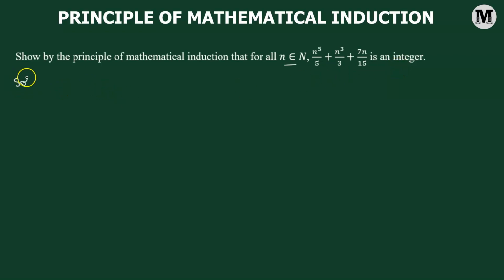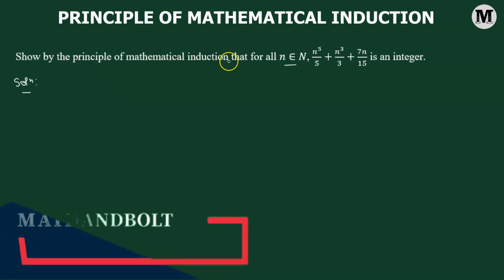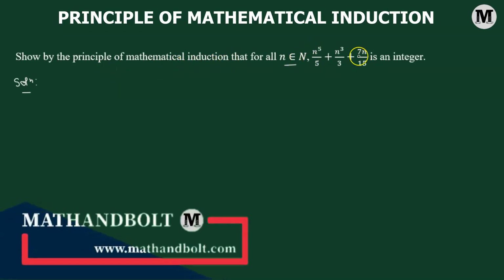Now here, first, we need to understand the problem. We're not being asked to prove that this expression is an integer. It is already an integer. All we have to do is, by using the principle of mathematical induction, show that this is a statement that is going to be true for any natural number that we pick.